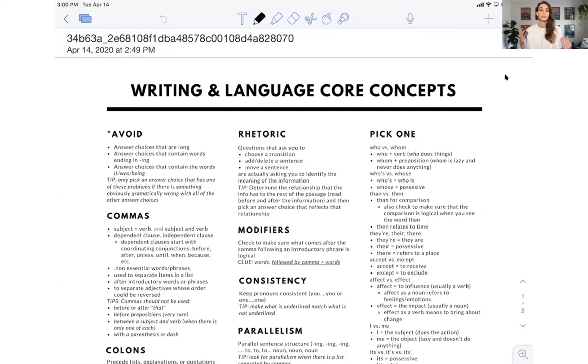So I have 2 hours blocked off for the writing and language section of the SAT today. Of course, the writing and language section is a lot shorter than that. In reality, it's only 35 minutes for 44 questions. I blocked off a little bit more time today so that we can go through a full writing and language section and also have time to look at the individual concepts that you really need to know for the SAT writing and language section.